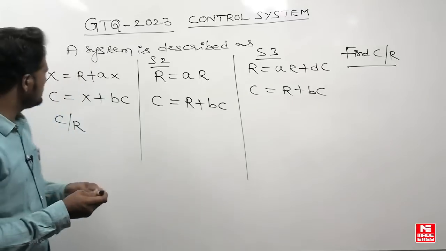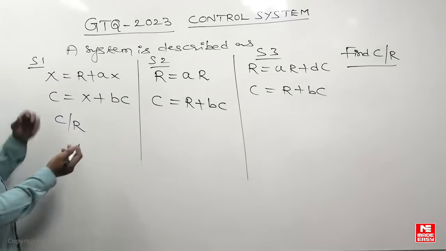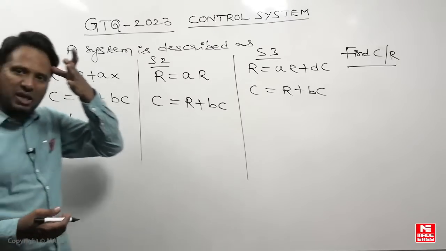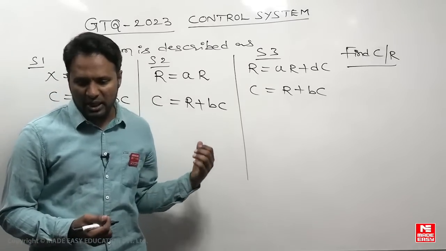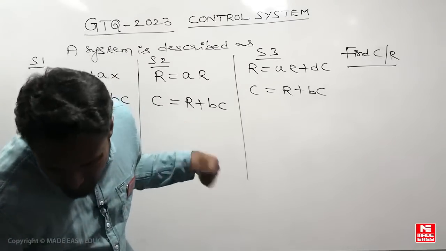Right. Let us see. Suppose I try to simplify these equations to find C by R. Let us try to do it in both ways. We will try to get that using equation simplification.